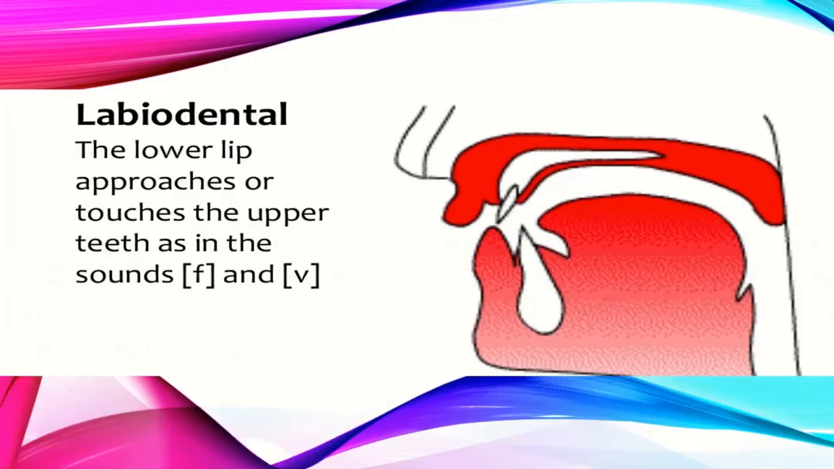Alright. Next, we have the labiodental. The lower lip approaches or touches the upper teeth as in the sounds f and v. The consonants f and v are made with the top teeth, as you can see in the picture, and the bottom lip, so these are called labiodental sounds.